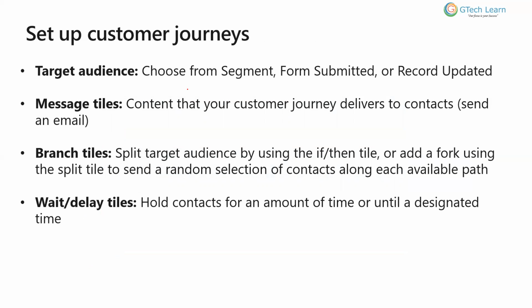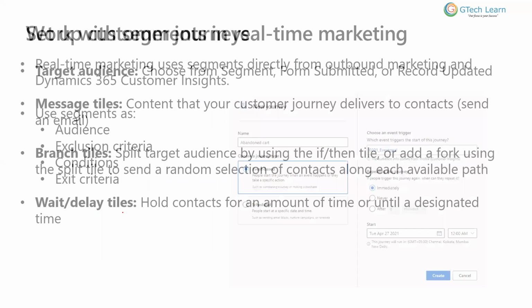So the very first thing is that we need to select the target audience, that is, who is going to be my target audience, to whom we want to make the interaction. Then after, we need to create some message styles, where we specify what content we need to send to the respective persons. We can also create some branch styles, and we can also click on this button called wait or delay tiles. So these are some setups that can be done using the customer journey.